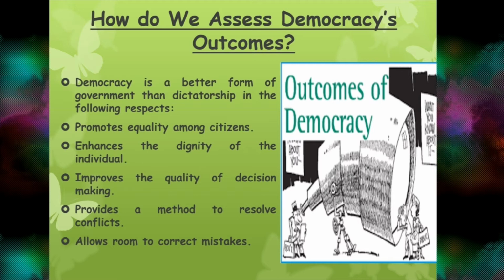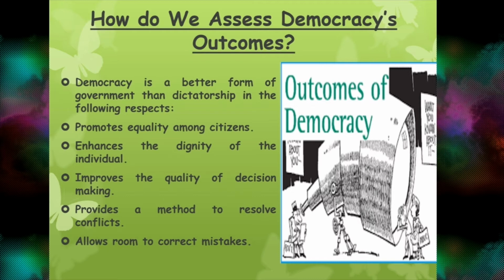Point number 4, it provides a method to resolve conflict. We have something called the judicial system. If you take India, India has 3 organs: one is legislature, 2 is executive, 3 is judiciary. So the judiciary gives you the way to resolve conflict. Conflict may occur between anyone. It may be person to person, between an individual and the state, or between state and state, or between state and center. However it may be, any sort of conflict can be resolved through the judicial system of the democracy.